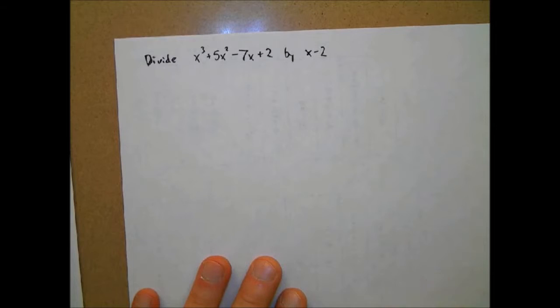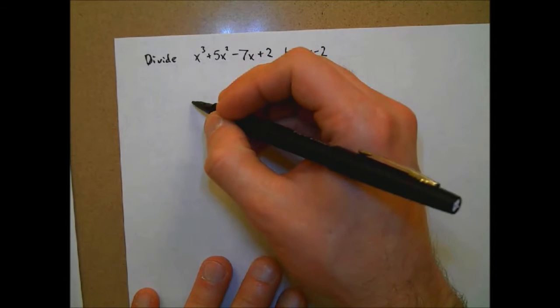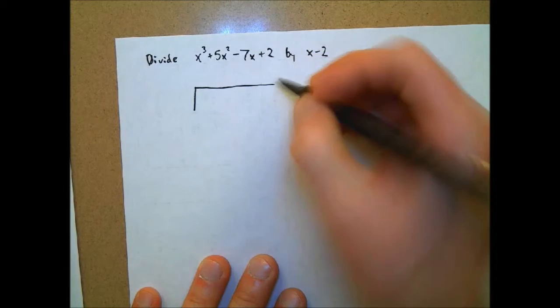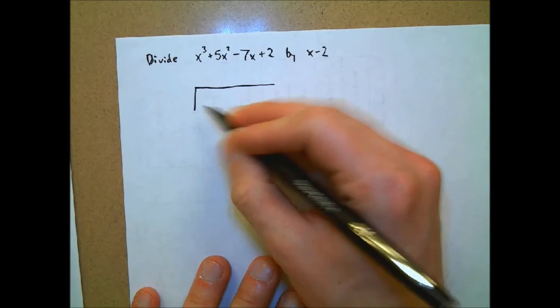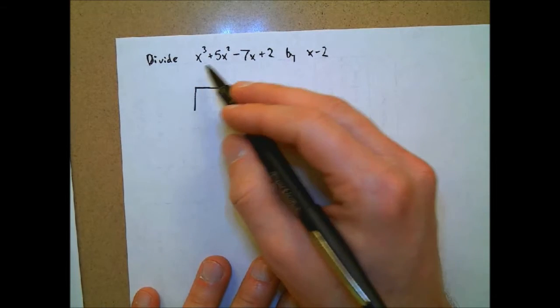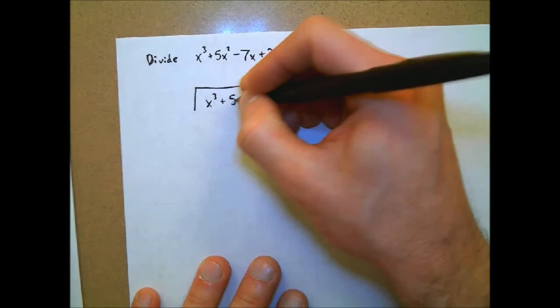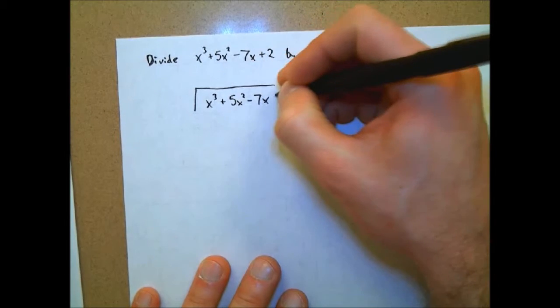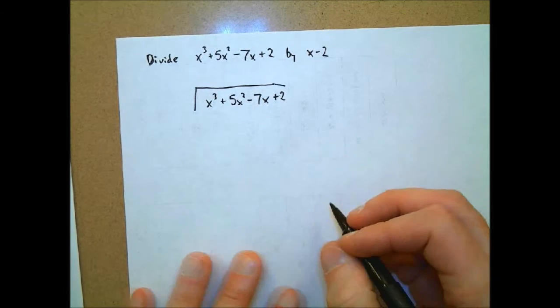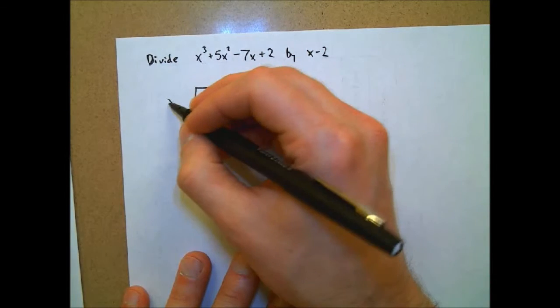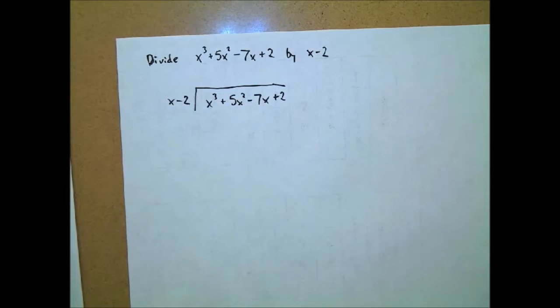So what are we dividing by? The x minus 2. So what goes in here? The thing that we are dividing. Yeah, so the x cubed plus 5x squared minus 7x plus 2. Okay? And then x minus 2 goes in front there because that's what we're dividing by. Okay? So far, so good. Not that awful. We can set it up at least, right?